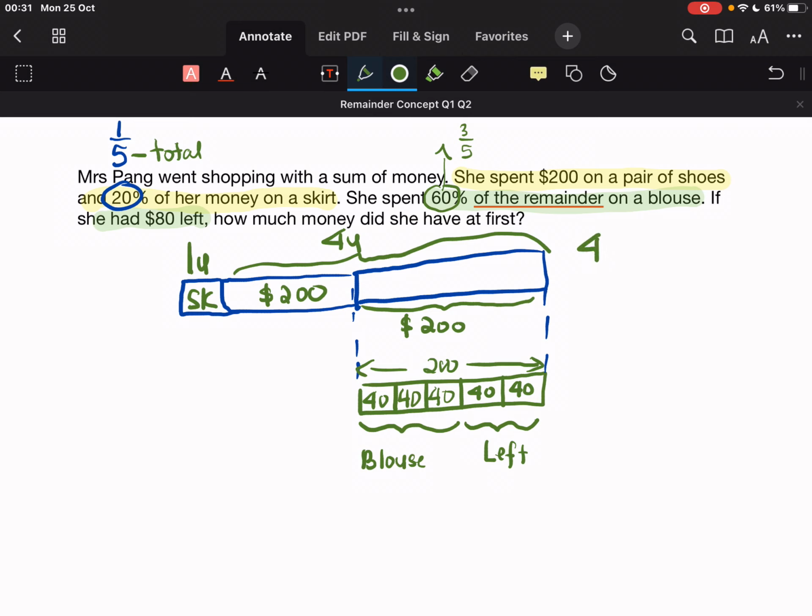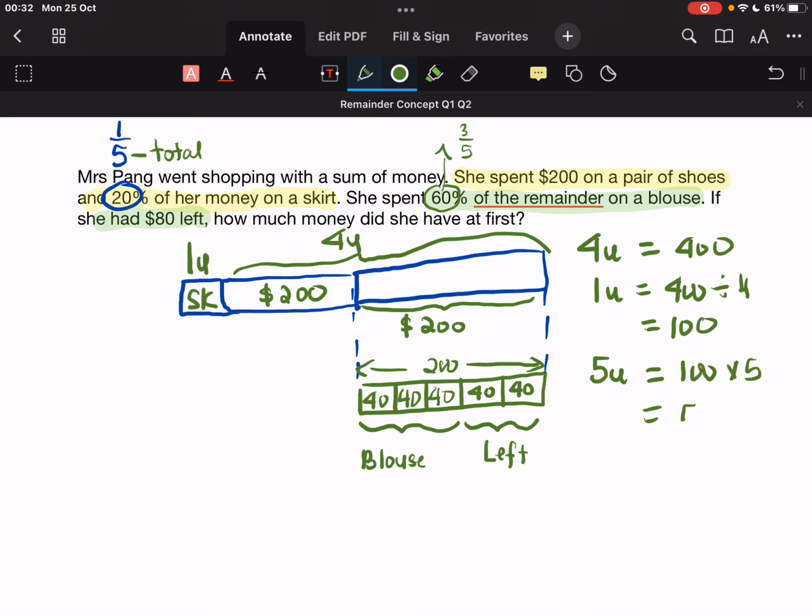So we can see that 4 units is equal to $400, correct? So 1 unit will be 400 divided by 4, which gives $100. So 1 unit is $100. How much money did she have at first? Now at first, the total number of units is 5. So 100 times 5, you get $500. That is your final answer.